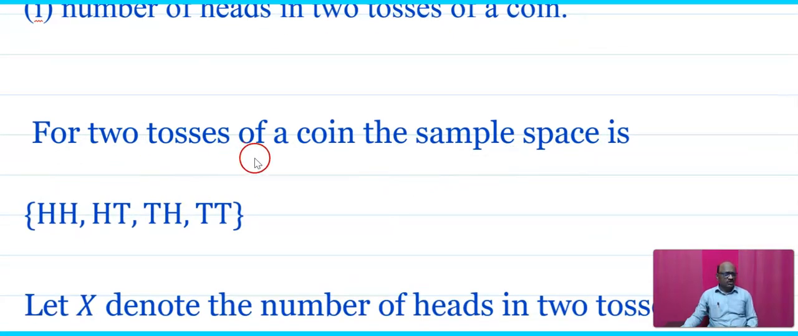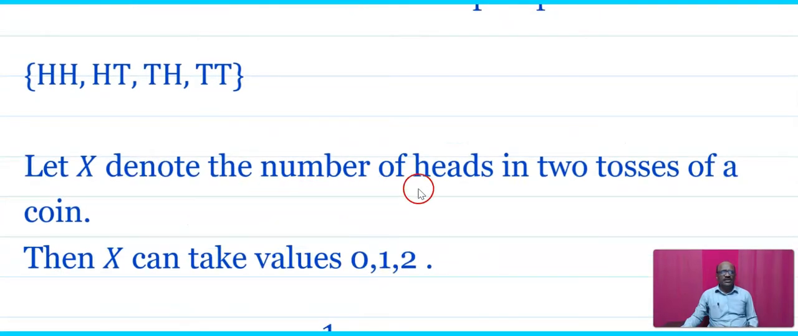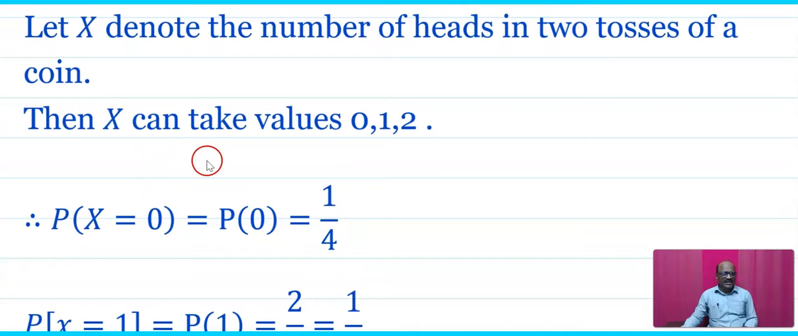For the 2 tosses of a coin, the sample space that we know is HH, HT, TH, and TT. Let X denote the number of heads in the 2 tosses of a coin. Then X can take the values 0 head, 1 head, 2 heads. Therefore, P of X equals 0. When 0 head, it's possible one time, whose probability is 1 by 4.